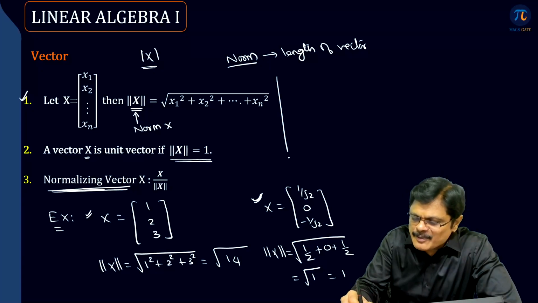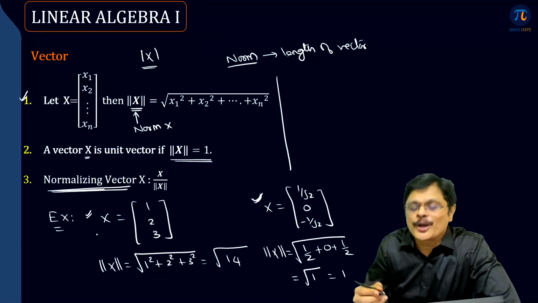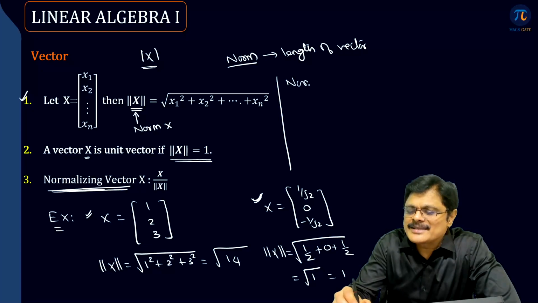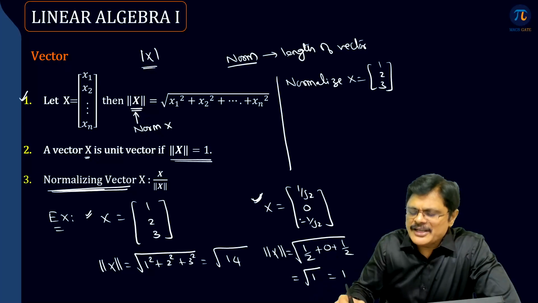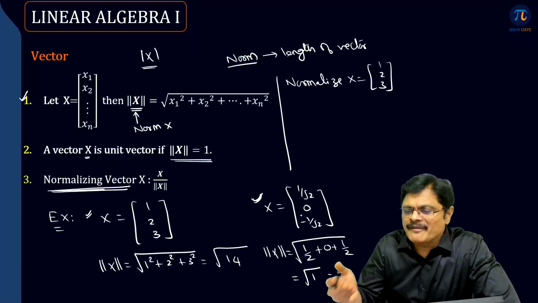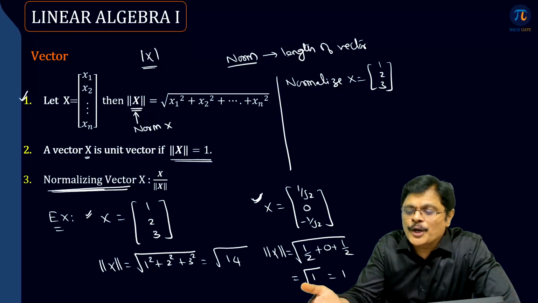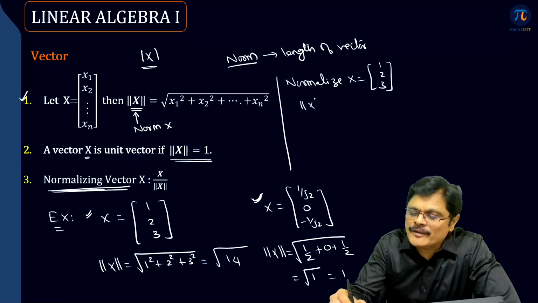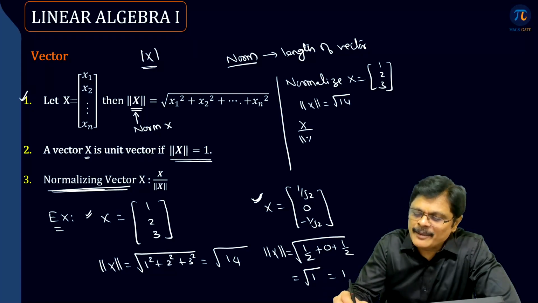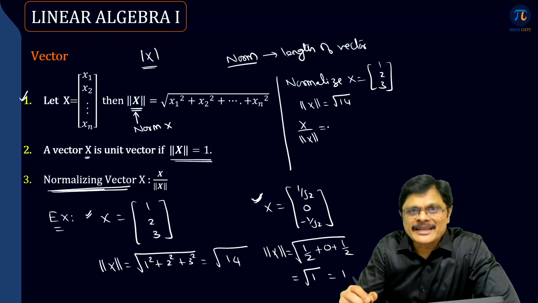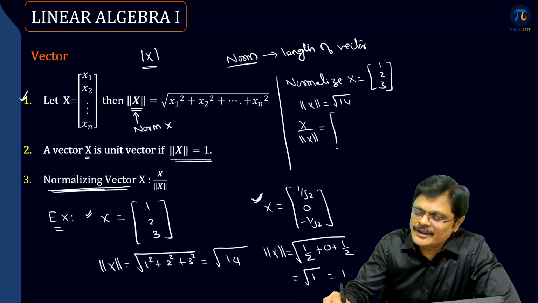So, you can take this particular vector x and normalize it. Say x is equal to (1, 2, 3). If it is a unit vector, there is no need to do anything. But if it is a non-unit vector, what do we mean by normalizing? First, find the length of the vector. The length of the vector is root 14. The normalized vector is obtained by dividing the vector by its magnitude, that is, each component is divided by root 14.